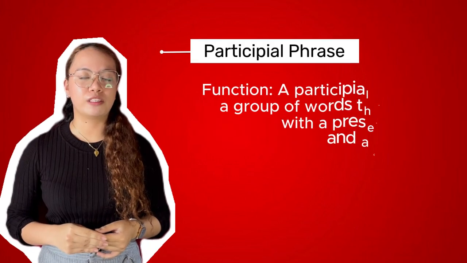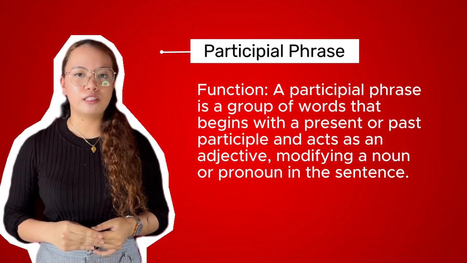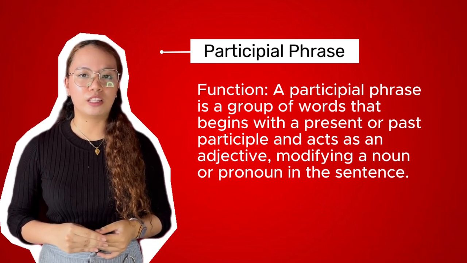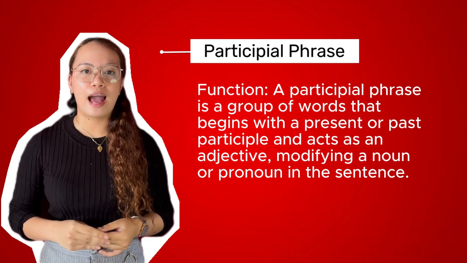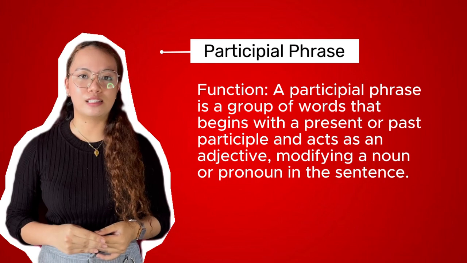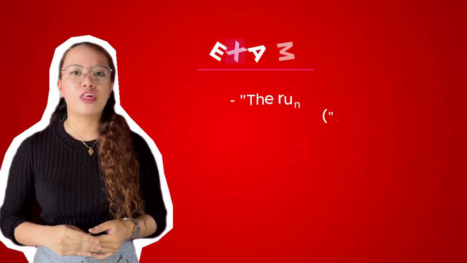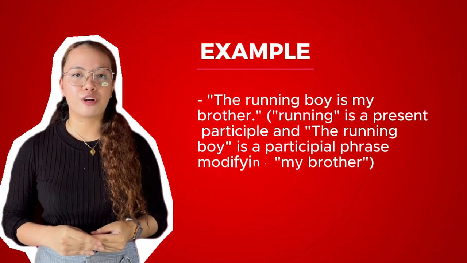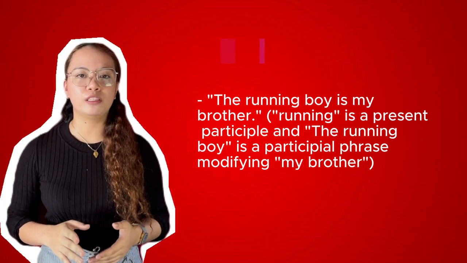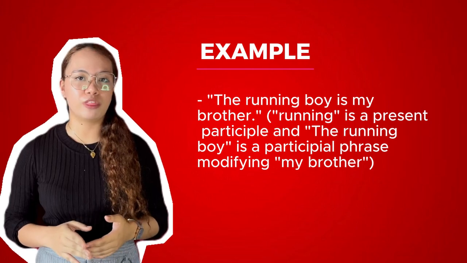Let's proceed with participial phrase. A participial phrase is a group of words that begins with the present or past participle and acts as an adjective modifying a noun or pronoun in the sentence. For example, the running boy is my brother. Running is the present participle and the running boy is a participial phrase modifying my brother.